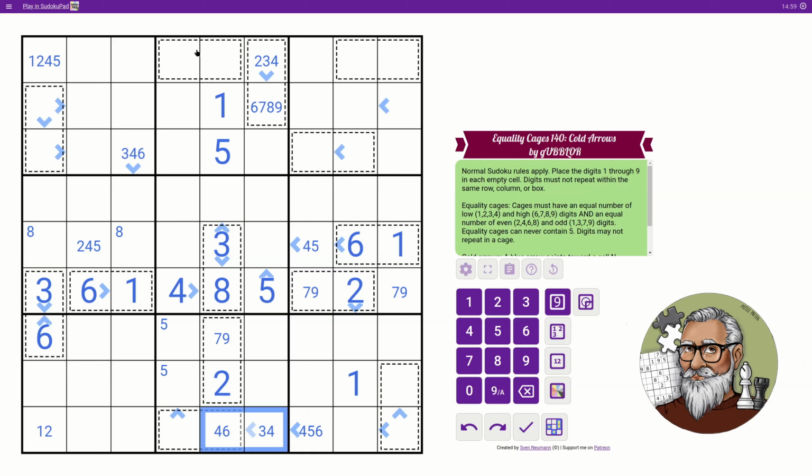Can this be 7, 9? If this is 7, 9, then this would be 2. That seems to be okay, right? 2 here. Yeah. Seems to be alright. And if this is 6, then this would have to be 1, 3. That's possible. Okay. That's not getting me anywhere yet, I think.